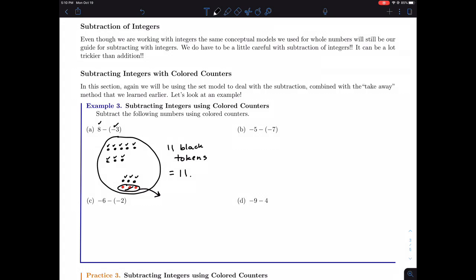So that's the key to this problem: sometimes we have to add stuff in to get the number that we want, to be able to do what we need. Just keep that in mind. We usually don't have to do that with addition, but with subtraction, this comes up all the time.